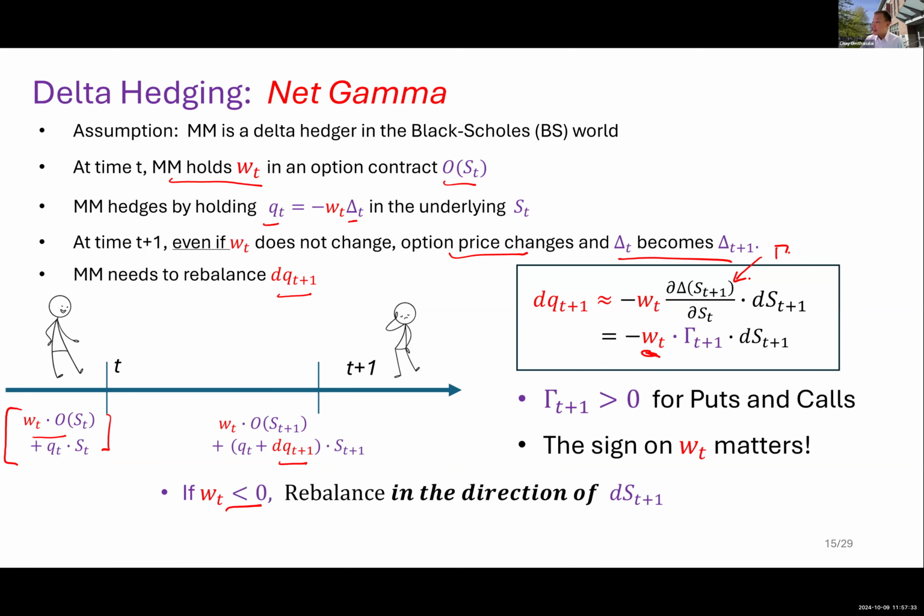If W is negative, then the rebalancing dQ here would be in the same direction as the change in the underlying stock price. That means that the market maker has to buy more as the stock price increases. This would exacerbate volatility. If W, the holding, is positive, then the rebalancing would be in the opposite direction of the index price movement. So now that we have this amount, what is the rebalancing amount that the market maker has to do for each contract?